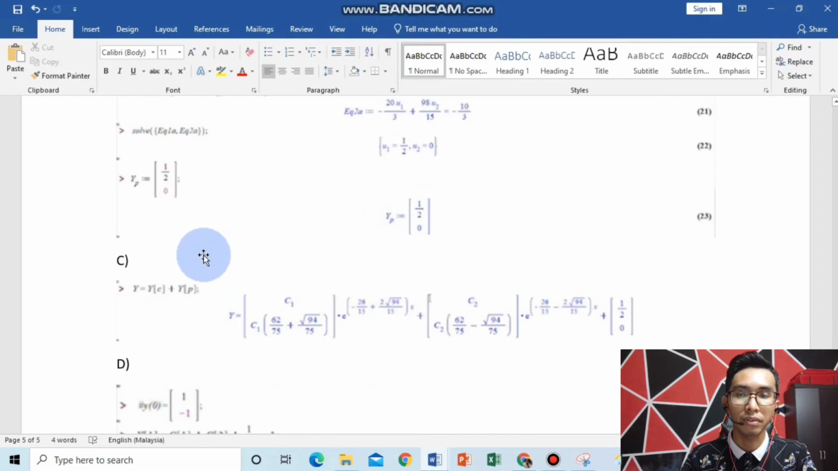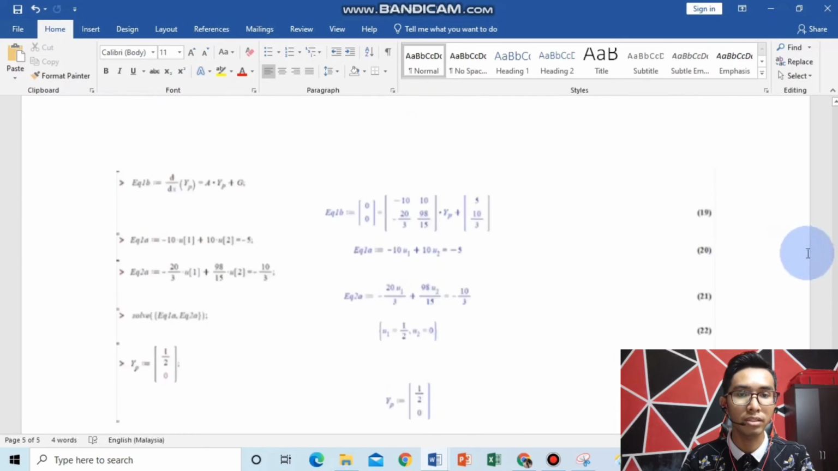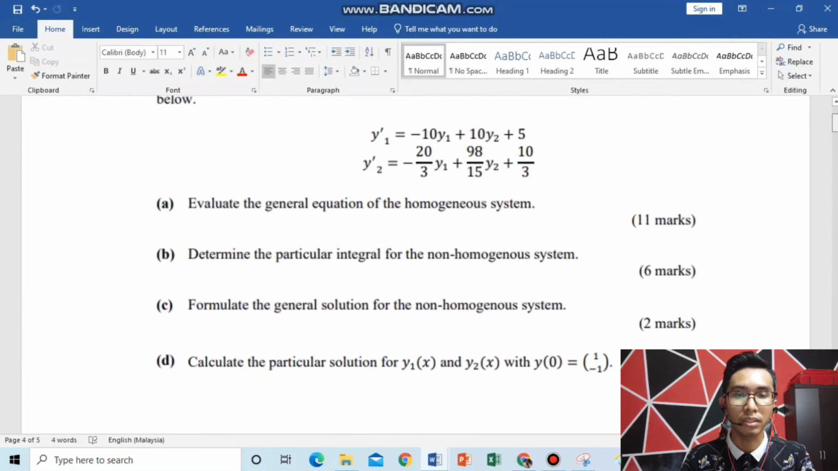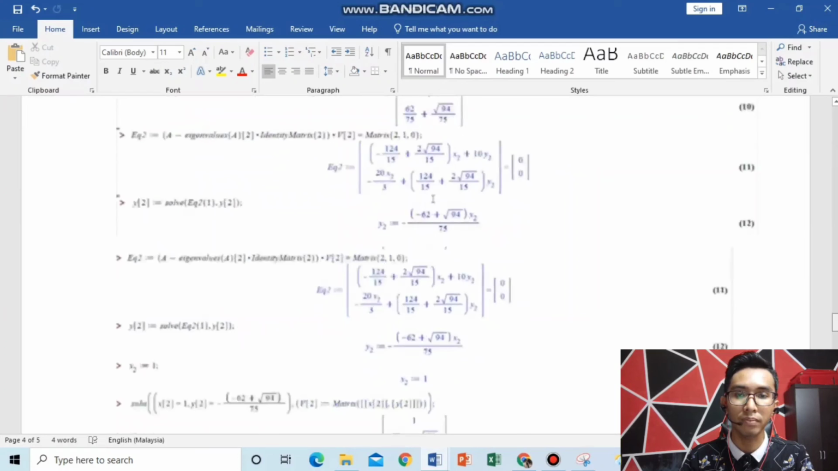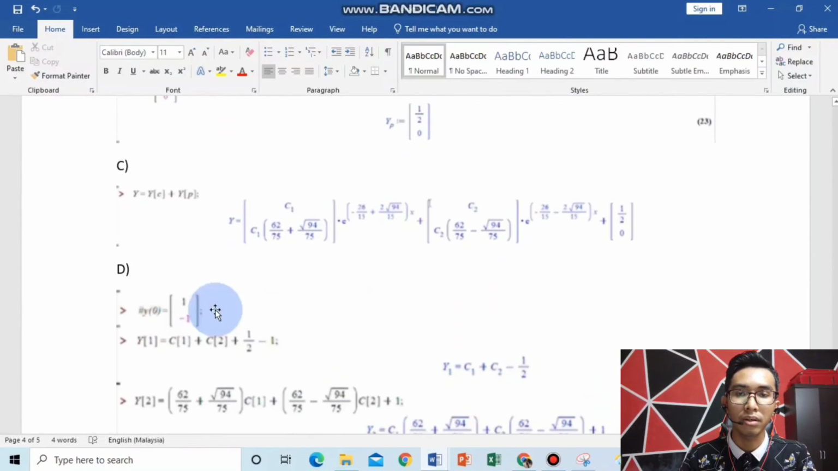For C, it is quite easy. They want us to formulate the general solution for the non-homogeneous system. So this is the formula for the non-homogeneous system. You just put y equal to yc plus yp, and then we get just like this.